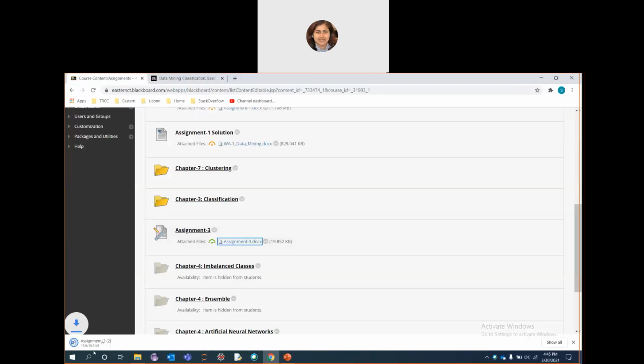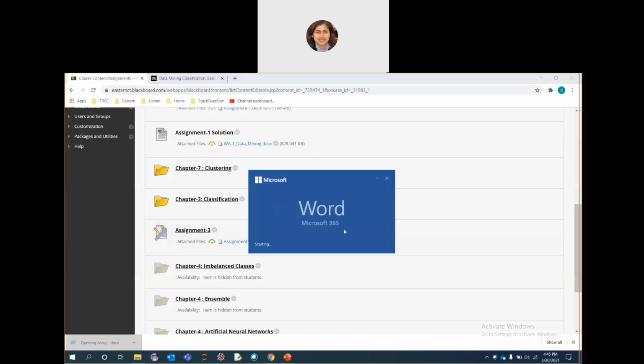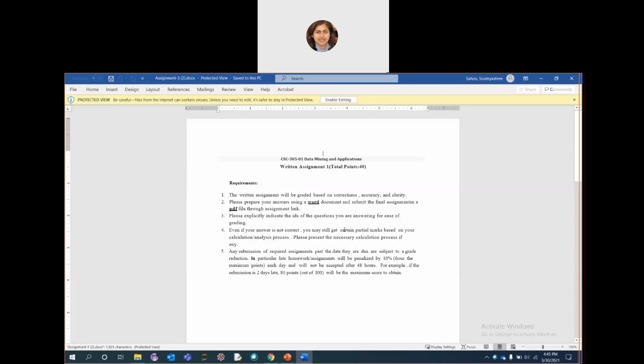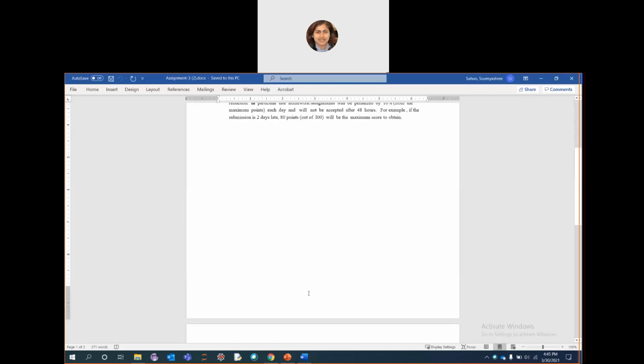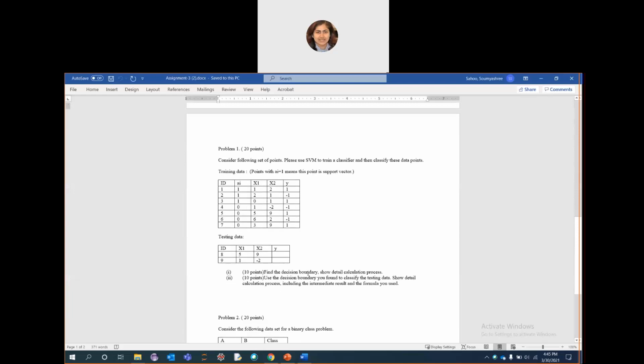There is a document attached. You can open it and read it thoroughly on how to solve the questions. The instructions are given to you. So try to submit the PDF document. After you create your document using a Word file, try to convert it to PDF. There are two problems basically. One of them is related to support vector machine, and the next one is for our decision tree.